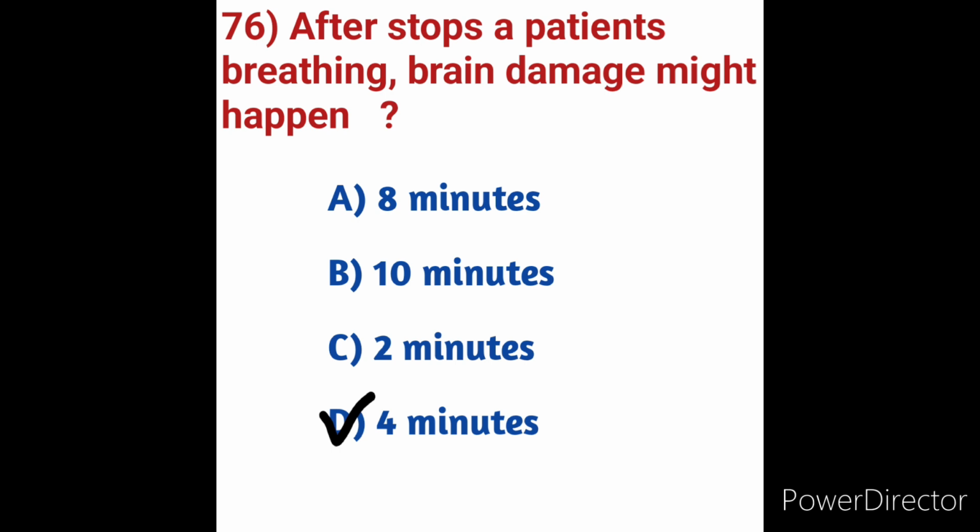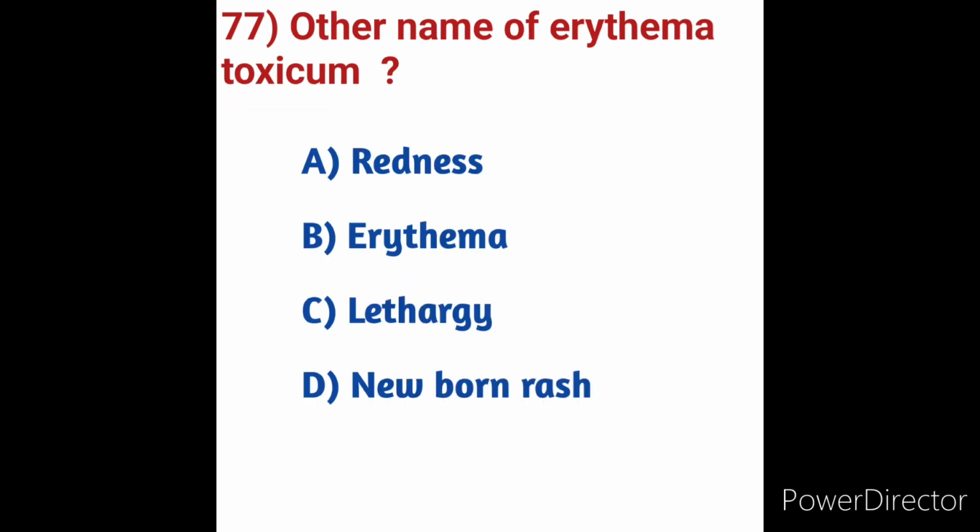Next we will move on to question number 77. What is the other name for erythema toxicum? We will see the options here. Option A redness, option B erythema, option C lethargy, option D newborn rash.